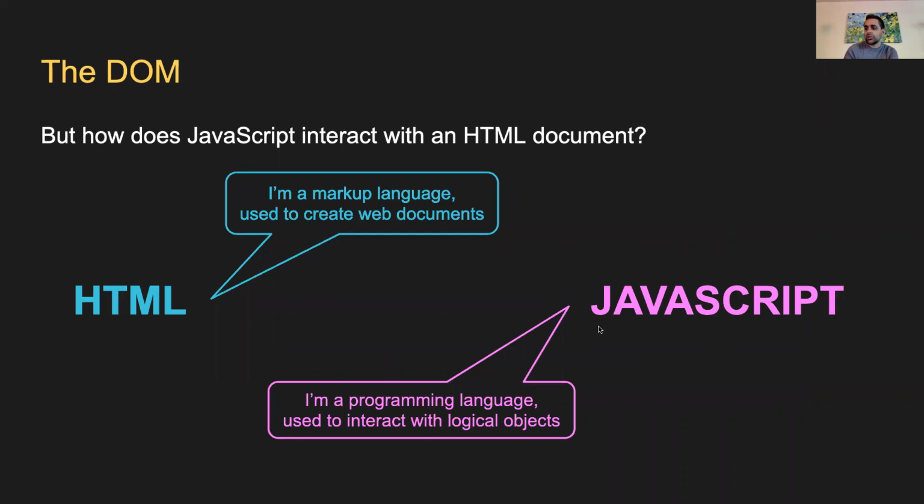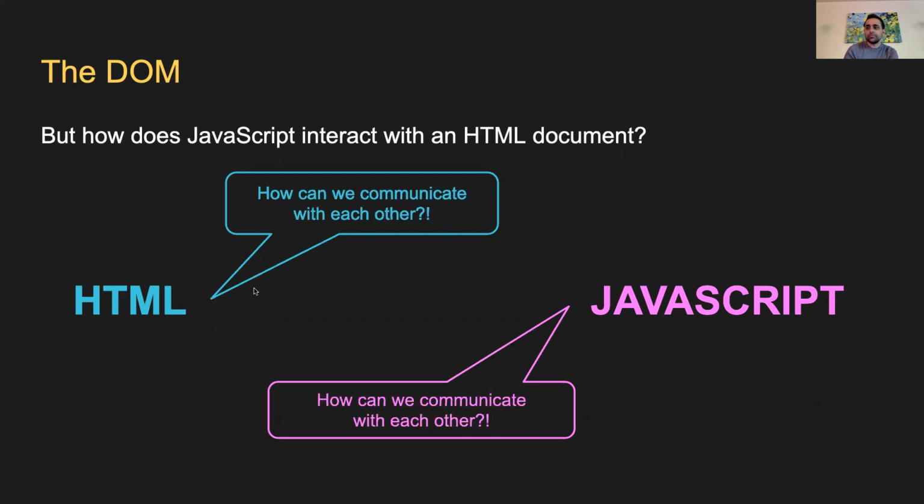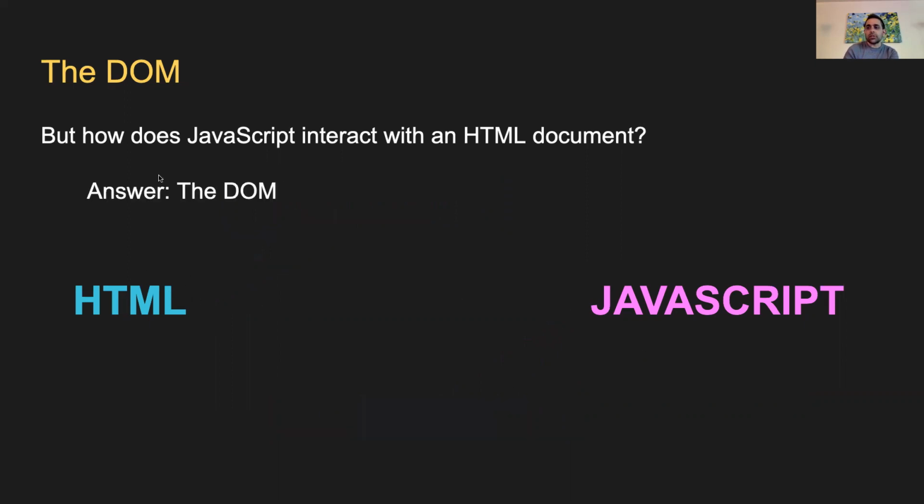How do these two worlds talk to each other? They're kind of confused. We operate in different manners. JavaScript uses objects. HTML just presents content. The answer here is the DOM. The DOM provides an interface between an HTML document and a JavaScript document.